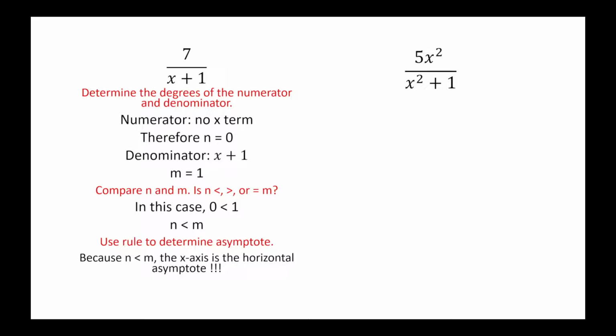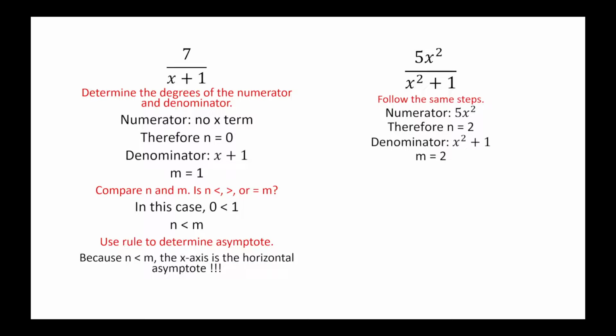Now let's go on to a more complex example on the right. And we'll follow the same steps. Let's examine our numerator and denominator. What are the degrees? For our numerator, it's going to be n equals 2. And for our denominator, it'll also be 2. M equals 2. In this case, when we compare the two exponents, or two degrees, they are the same. Therefore, n is equal to m.